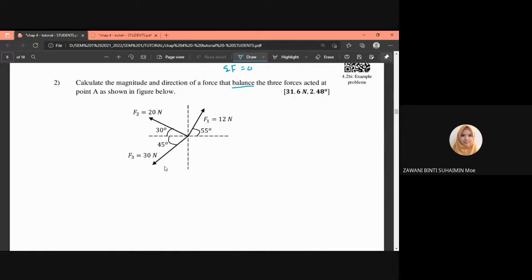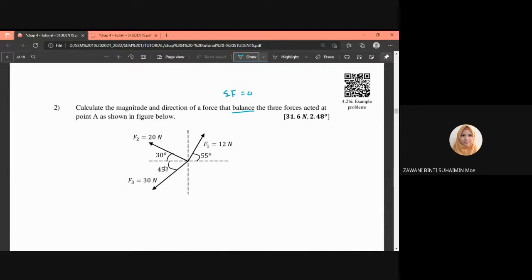Okay, so maksudnya awak nampak kan, kita punya vector diagram sekarang ni melibatkan angle. So maksudnya sekarang ni kita akan melibatkan komponen X dan juga komponen Y. So maksud balance ni, summation of F in X component is equal to 0. Summation of F in Y component is equal to 0. So basically yang kat sini dia nak F net dia lah. F net tu adalah total force in X and Y component. So maksudnya the magnitude of force. Dia nak macam tu. Itu yang dimaksudkan dengan balance.